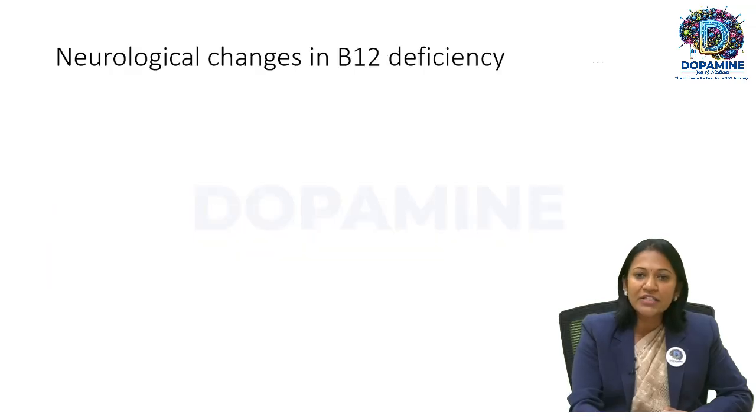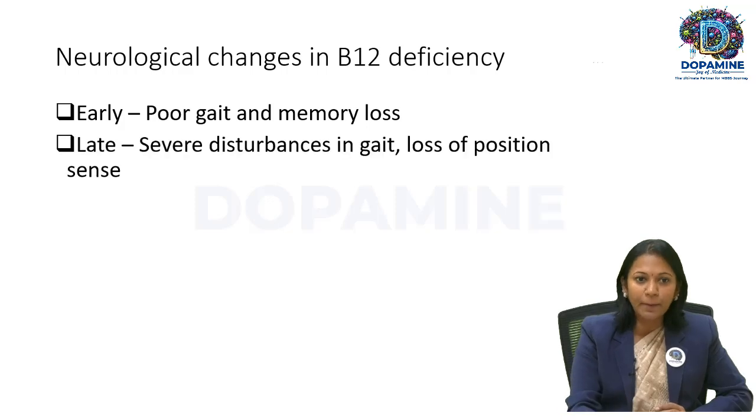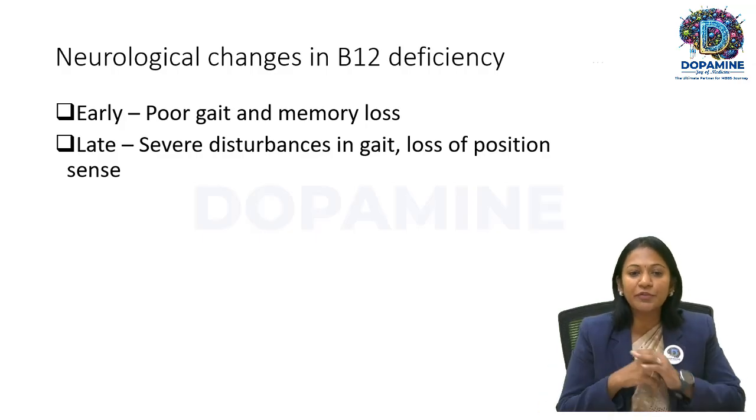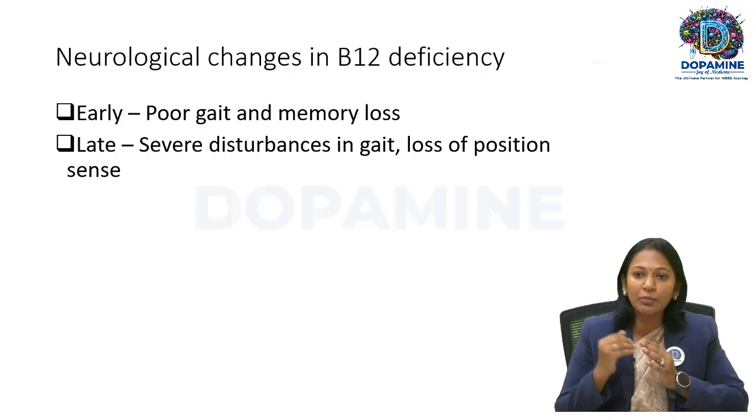So what are the neurological changes in vitamin B12 deficiency? Very important, because B12 is needed not only for thymidine base pair synthesis but also for myelin synthesis. When myelin synthesis is hampered, what happens? In the early stages of B12 deficiency, the person will have a poor gait and memory loss. In late stages, there are severe gait disturbances, especially loss of position sense, because vitamin B12 deficiency leads to demyelination in the dorsolateral column of the spinal cord.